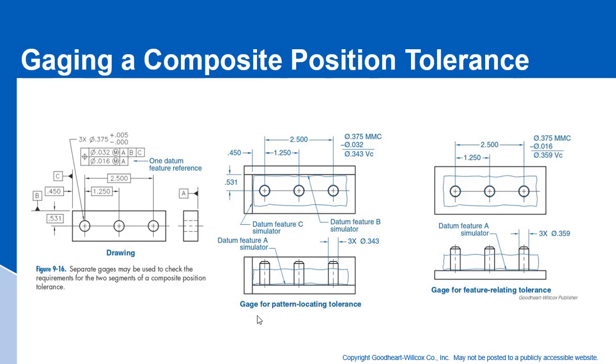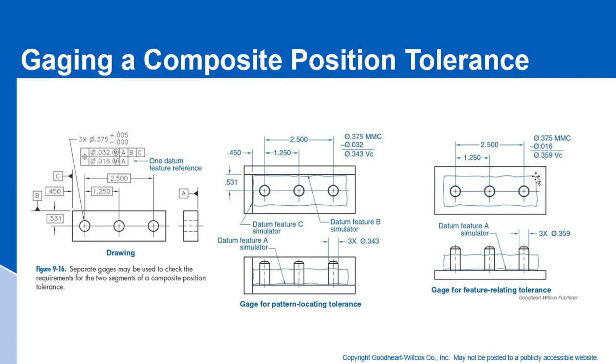So here is our gauge for the pattern locating tolerance. We have a simulator for datum A right there, a simulator for datum B right there, and a simulator for datum C right there. And then the pins here for our gauge are made to the virtual condition of the holes, which would be this 375 MMC minus the 32 thousandths to get us to the 343 virtual condition. So we check these, essentially, just to the upper segment, is really what we're doing.